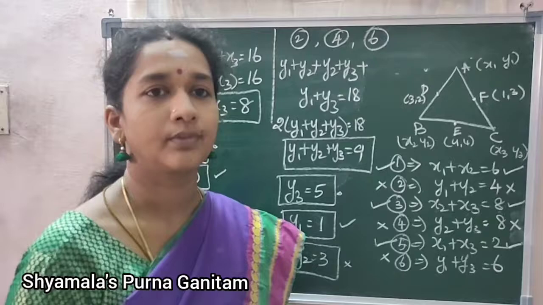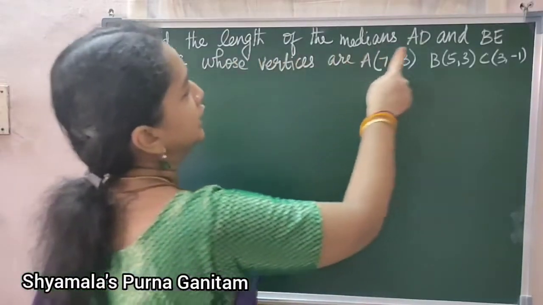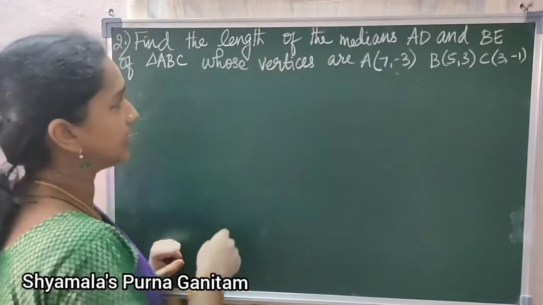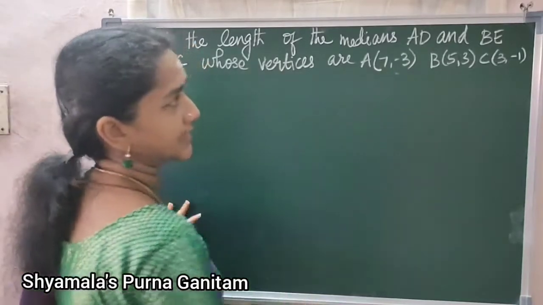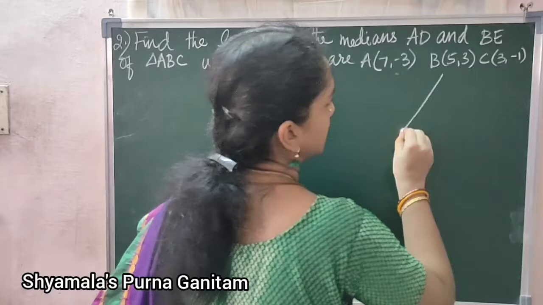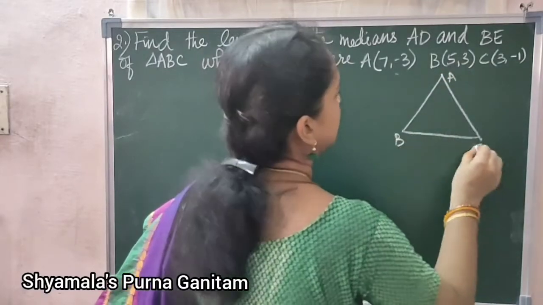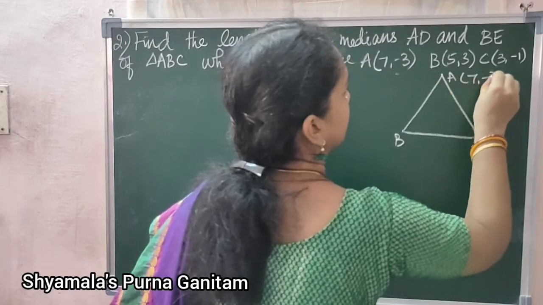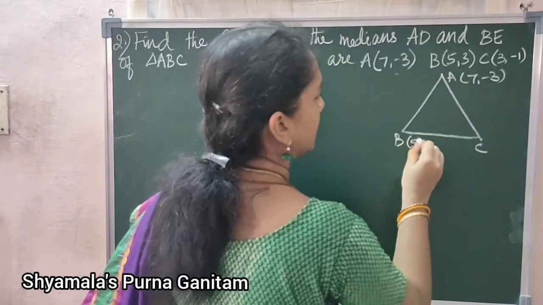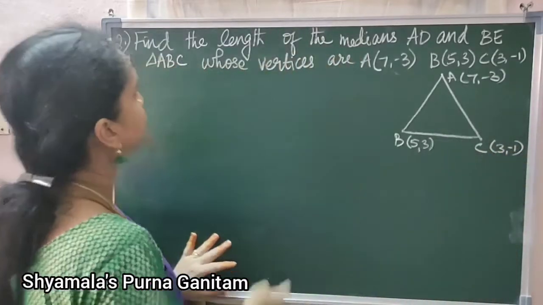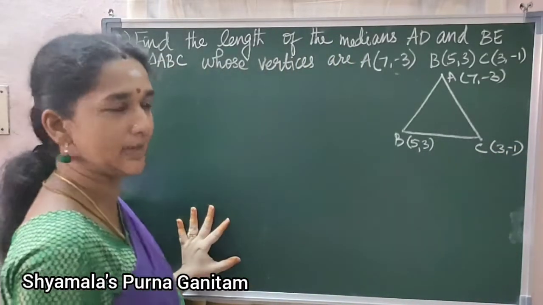Okay. Second sum. Find the length of the medians AD and BE of triangle ABC whose vertices are A, B, C. So whatever is given, we will draw first A, B, C. So for A it is given 7, minus 3. For B it is 5, 3 and C it is 3, minus 1. Okay, find the length of the medians.